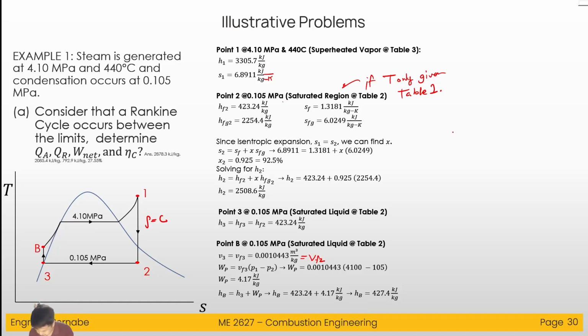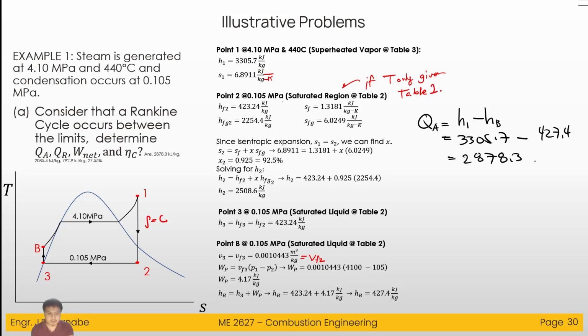Also for QA, so for QA, this is just H1 minus HP, right? So this is 3305.7 minus HB, which is 427.4. Okay. So you can find this as, I hope this is correct now, 2878.3 kilojoule per kilogram.